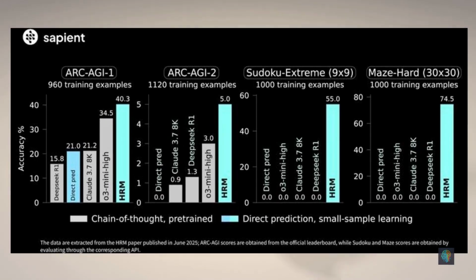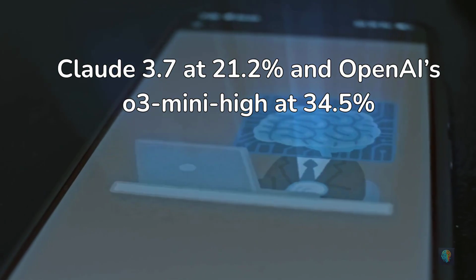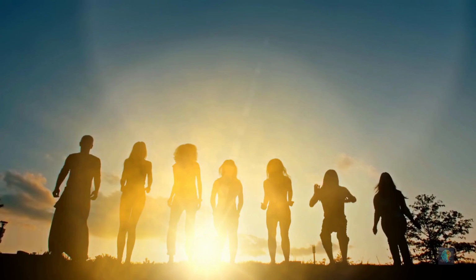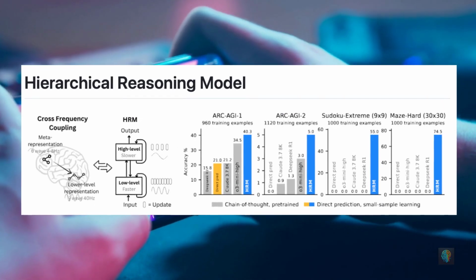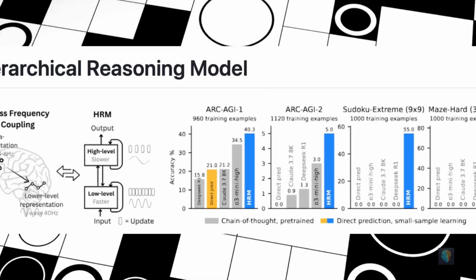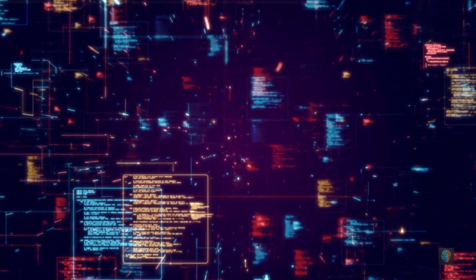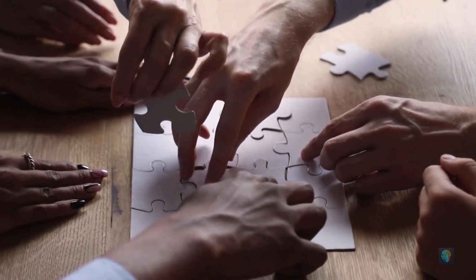On the ARC-AGI benchmark, essentially an IQ test for AI, HRM scored 40.3%. Compare that to Claude 3.7 at 21.2% and OpenAI's O3 Mini High at 34.5%. That's not a tiny edge, that's a leap. And it gets even crazier. On hard and extreme Sudoku puzzles, HRM solved 55%. What about Claude and OpenAI's models? Zero. In a 30x30 maze challenge, HRM found the optimal path in 74.5% of cases.